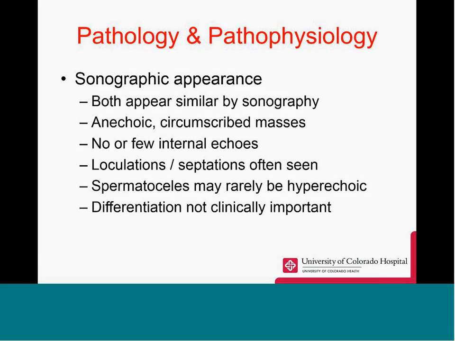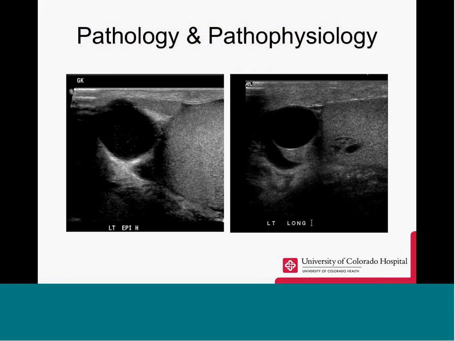Spermatoceles almost always occur within the head of the epididymis, whereas cysts arise throughout the length of the epididymis. Here we can see a spermatocele within the epididymal head. Here is the superior testicle, a sliver of normal epididymal head tissue, and then our spermatocele containing the low-level echoes, which is most likely the sperm.